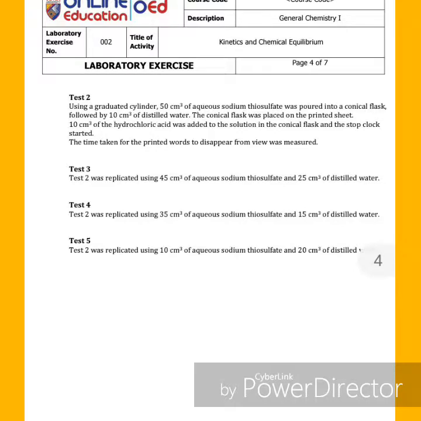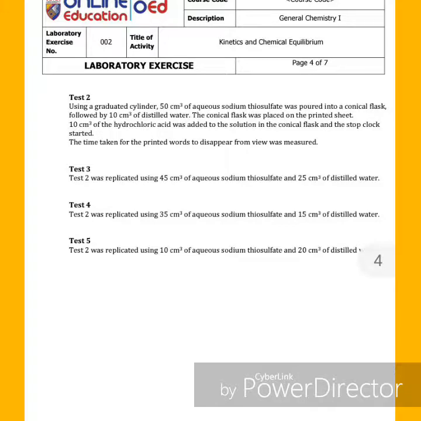Test 2. Using a graduated cylinder, 50 cubic centimeter of aqueous sodium disulfate was poured into conical flask, followed by 10 cubic centimeter of distilled water. The conical flask was placed on a printed sheet of paper. 10 cubic centimeter of the hydrochloric acid was added to the solution in the conical flask, and the stop clock started. The time taken for the printed words to disappear from view was measured.